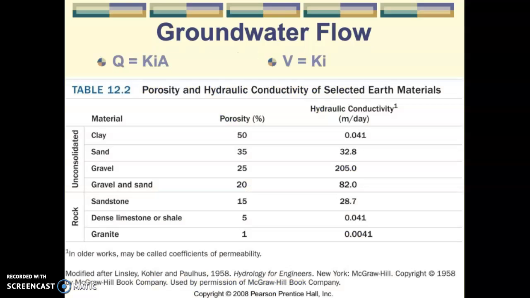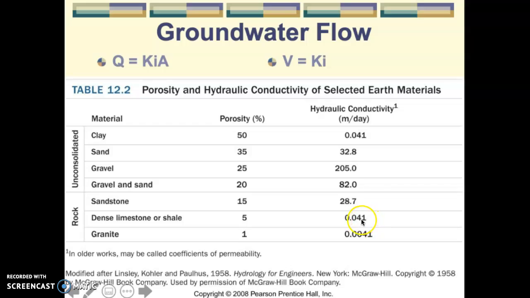So these are some numbers from your book just to give you an idea of why this is so slow. The hydraulic conductivity is our key number here. And you can see that in clay it's very low. That's why we usually classify clay as an aquitard. You can see that's really one of the lowest numbers on here.